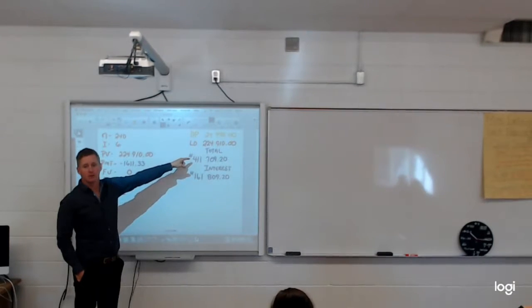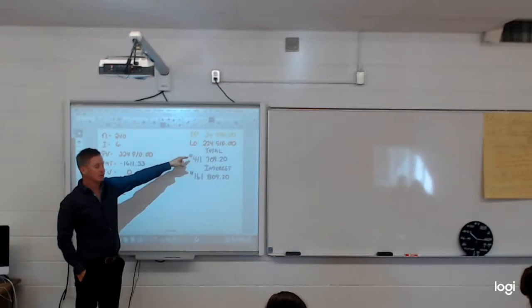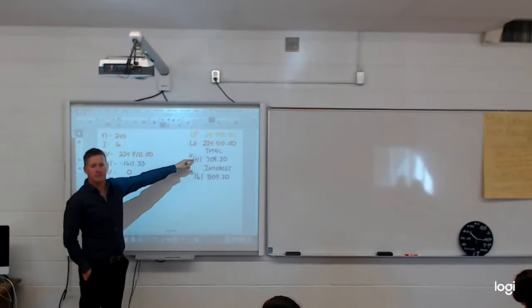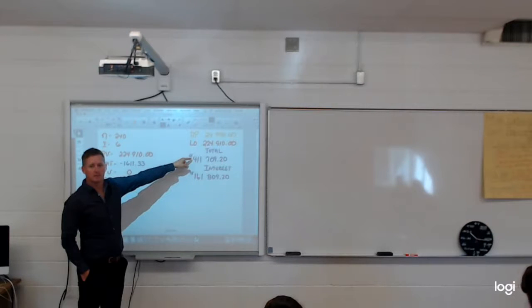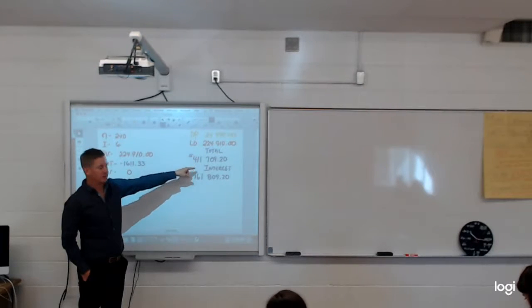Subtract what it's worth. How much was the house? Look at your question. How much did you pay for the house? $249,900. But you gave the bank this much money. So when you subtract the two, that's your interest.